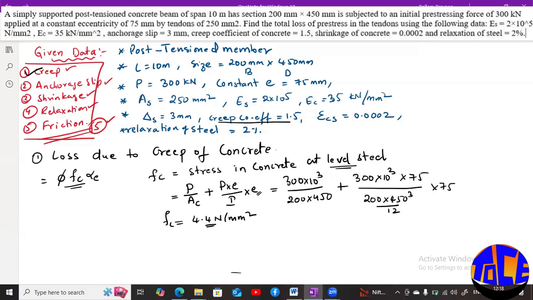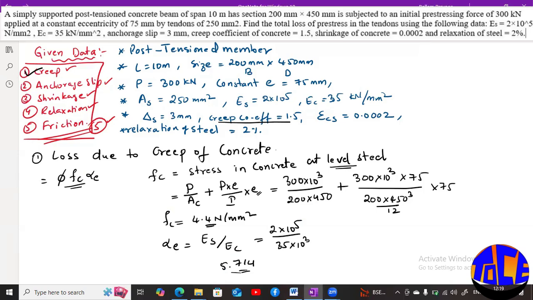This is the fc value. Now let us find out what alpha e is. Alpha e is nothing but the Young's modulus of steel divided by the Young's modulus of concrete. Substitute the values. Young's modulus of steel is given as 2 into 10 to the power of 5, and Young's modulus of concrete is given as 35 kilonewtons per mm square. So we need to convert this into newtons, so 35 into 10 to the power of 3. Calculate this, you'll get a value around 5.714, which is alpha e.